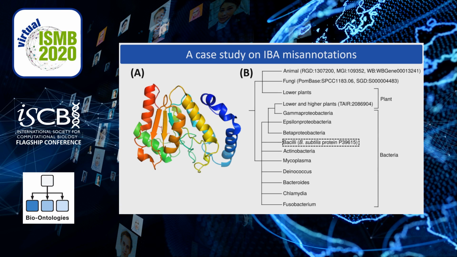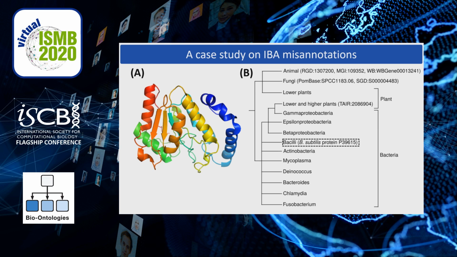We analyze why IBA is prone to misannotation, using as a case study the well-characterized UDG protein from the bacterium Bacillus in Figure A, which is incorrectly annotated with GO terms mitochondrion and nucleus due to over-interpretation of phylogeny in the IBA annotation process.